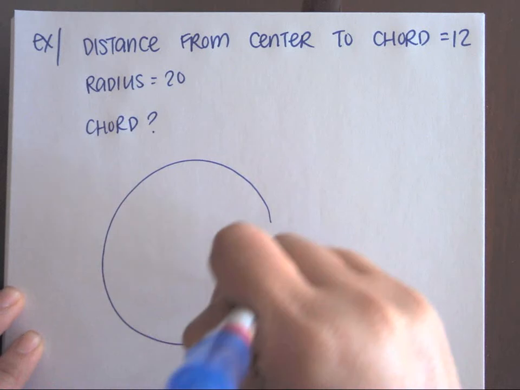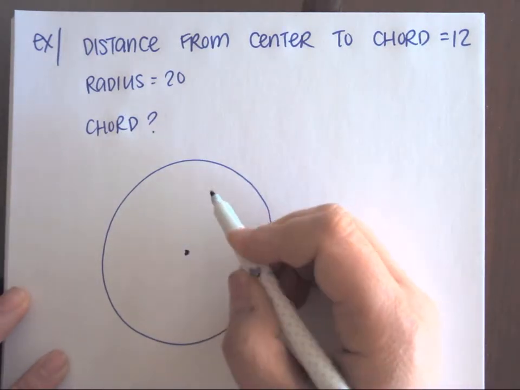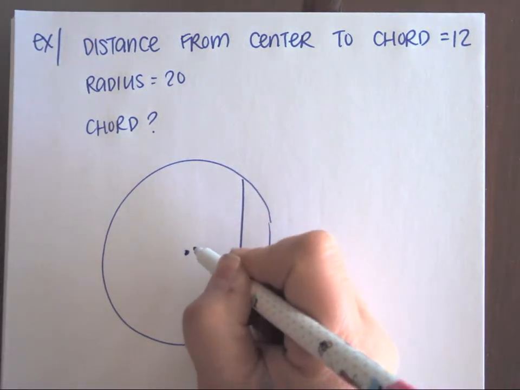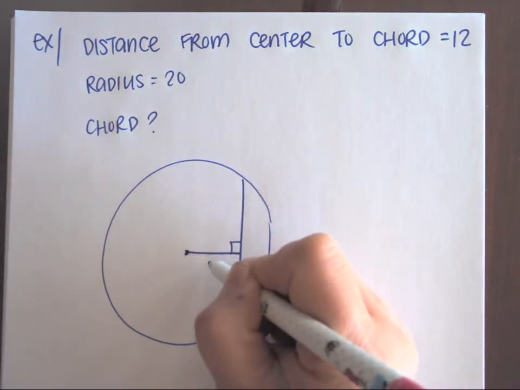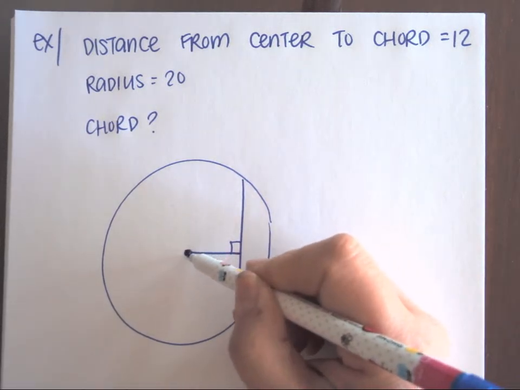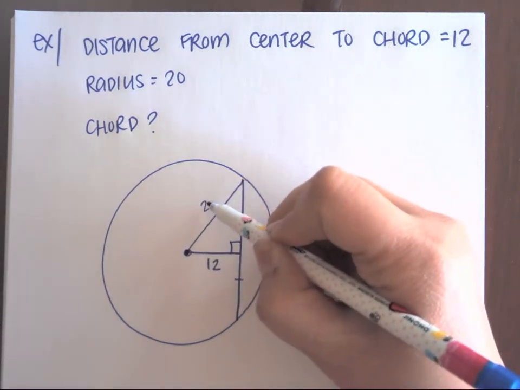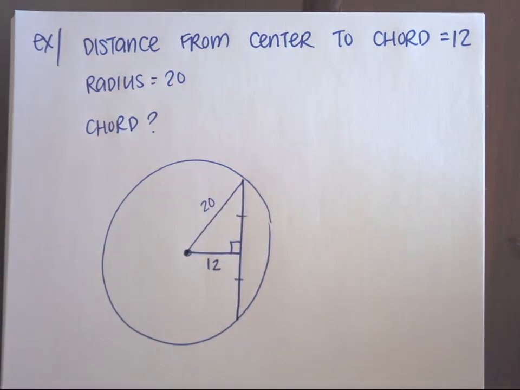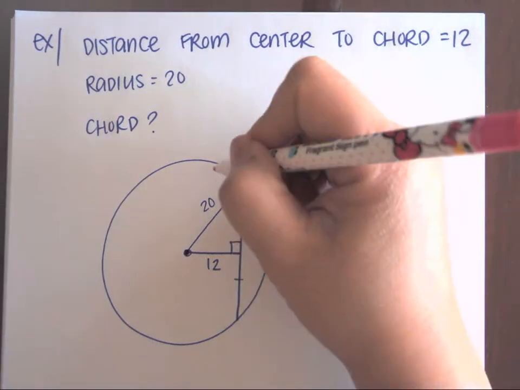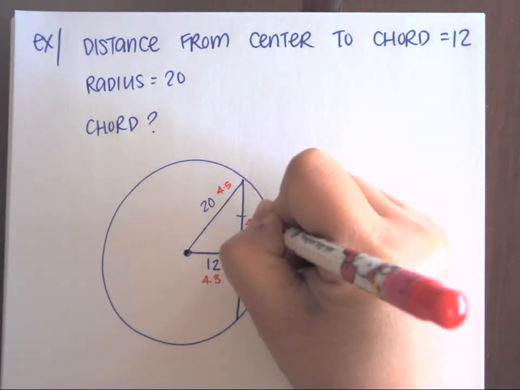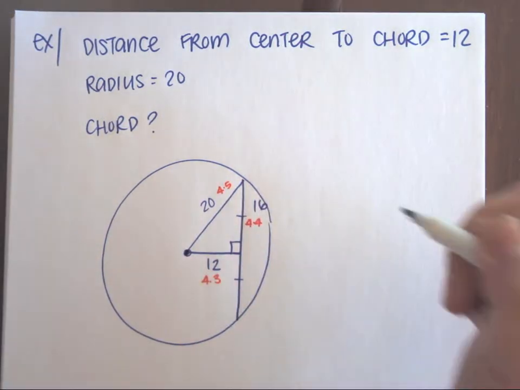Okay, so circle. Draw the chord and distance from the center. Distance is 12. I drew from the center to a chord, so I bisected that. The radius is 20. How long is this chord? This is another triple. If you didn't see it, then you can use Pythagorean theorem. This is 4 times 5. This is 4 times 3. So this must be 4 times 4, which makes this 16.